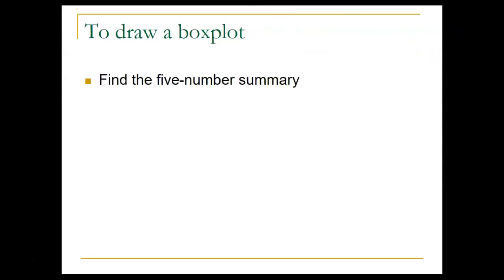So first you find the 5-number summary. You find Q1 and Q2 and Q3, like we talked about doing in the last section. And also, you need to know what the minimum and the maximum values are. So those 5 numbers make up the 5-number summary.